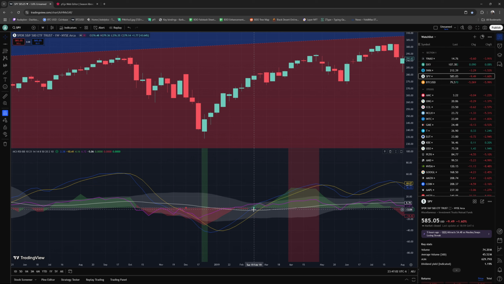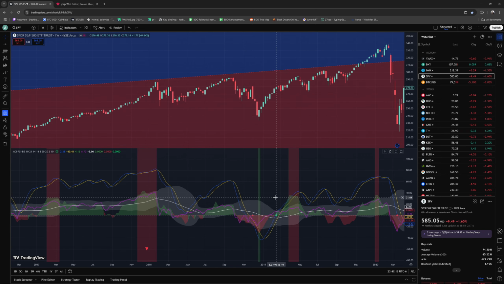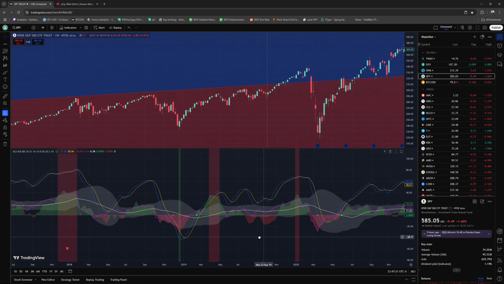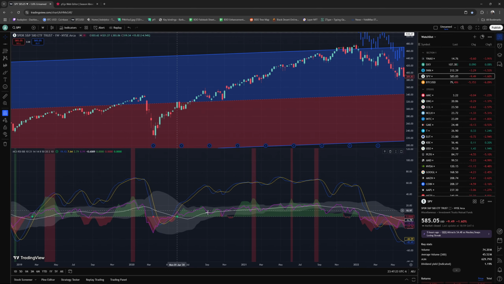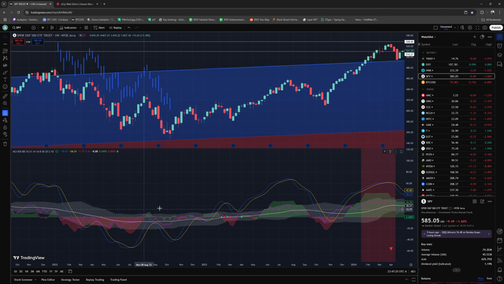There are also these crosses. Now, if you have a hard time seeing them, you can make them bigger. But they represent a red cross for a sell and a green cross for a buy. They're not very accurate, if you ask me, but they do represent something that happens, and that's all that matters.